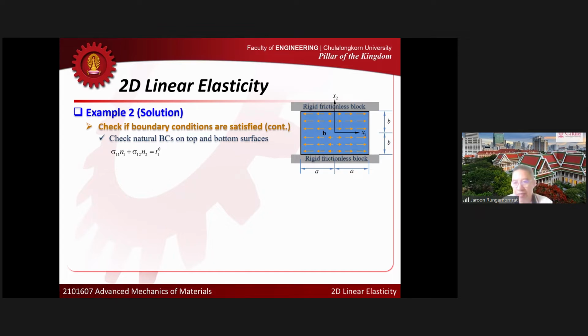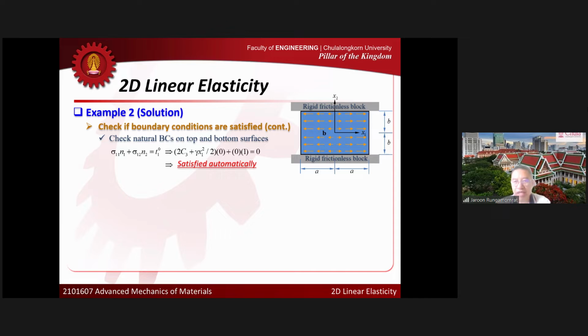So this is the traction in terms of stress in x1 direction, right? I get sigma 1,1 multiplied by N1 plus sigma 1,2 multiplied by N2. It has to be equal to T1,0, and T1,0 here is 0, right? Sigma 1,1 is simply the one that I showed you in the previous slide. And because at the top and bottom surfaces, N1 is 0, and sigma 1,2 is 0, this is satisfied automatically. So you can see that the form that I gave satisfies this condition automatically.